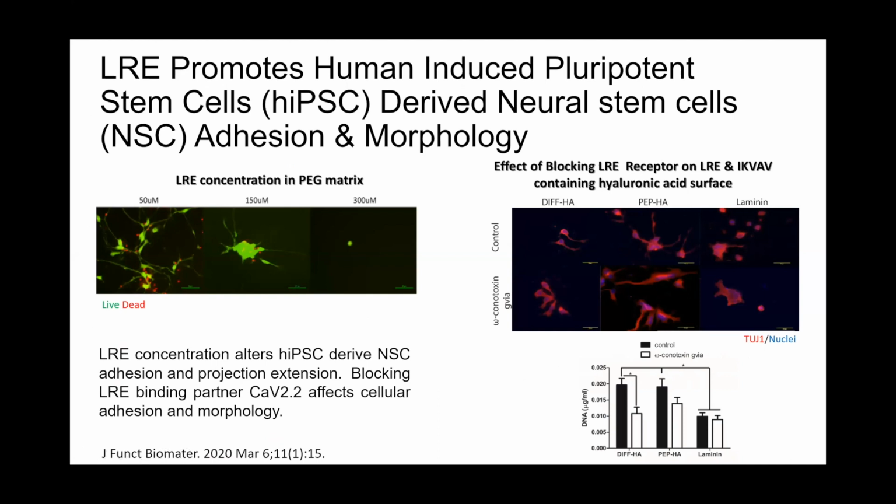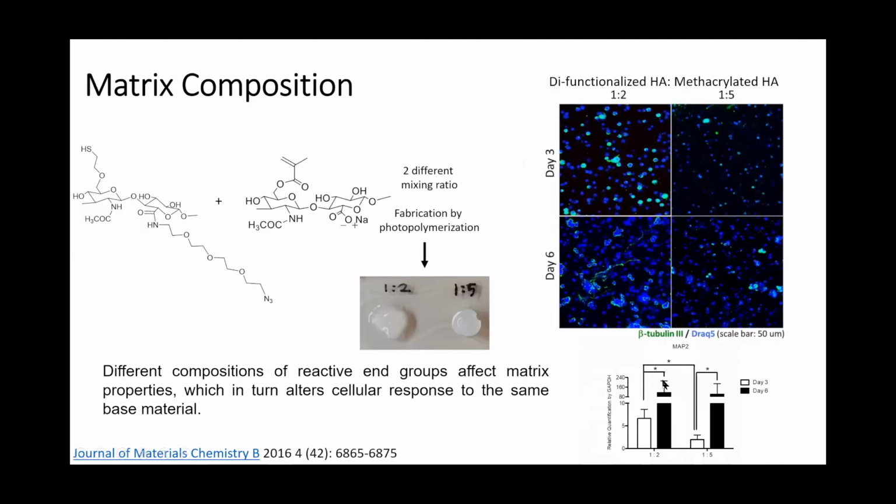So we know that IKVAV isn't enough. So we're actually adding a second element that was originally isolated from laminin, but is in a number of other biological proteins, and that's LRE. You can see that it has a similar concentration dependent effect on cell attachment and axon extension. But when you add it with IKVAV and block its signal, you can see it has significant effects on morphology and also the attachment of the cells. So we're using this combination going forward, but we need a platform to put it on.